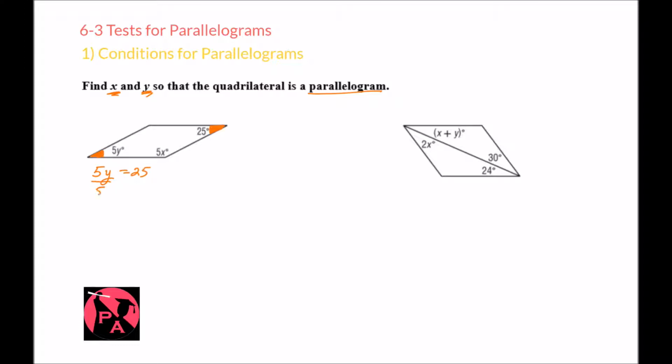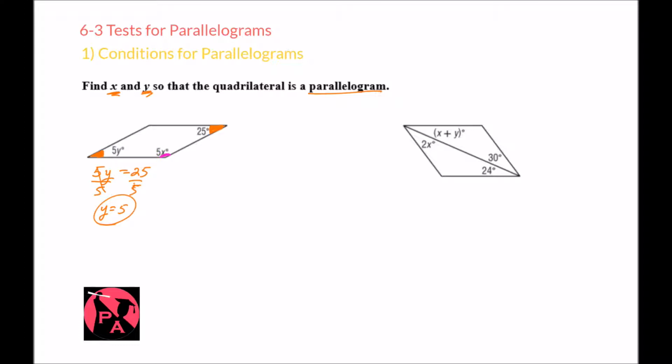So we solve this equation by dividing each side by 5. Y would be equal to positive 5. Now once we do this, we can move on to the x. So I'm going to use another color for that. The angle right here, its measure is 5x. And I know that consecutive angles of a parallelogram must be supplementary.